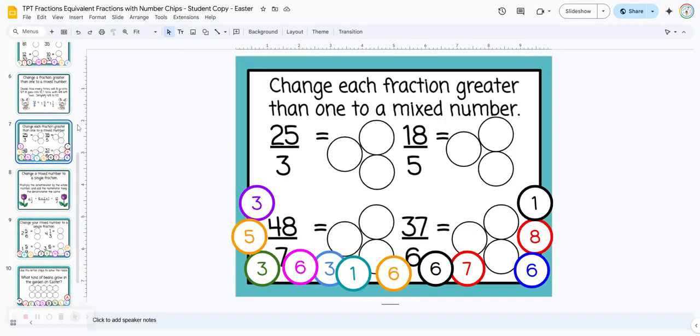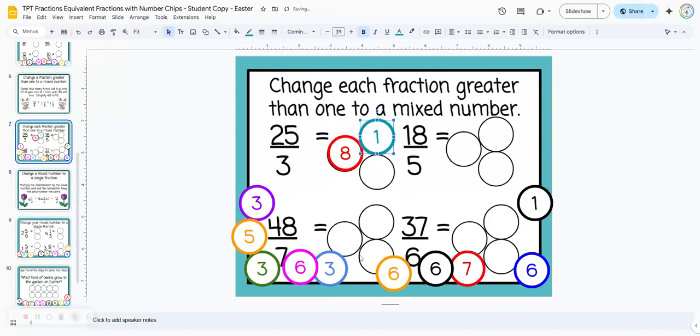So on slide 7, they're going to be moving these numbers. They're going to be changing them to a mixed number. Here 3 goes into 25 8 times, so the 8 will be the whole number. 3 times 8 is 24, so there's 1/3 left over.